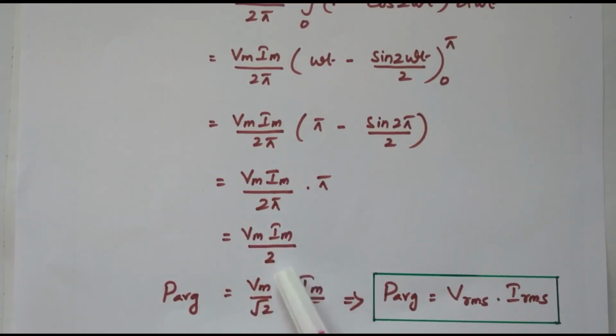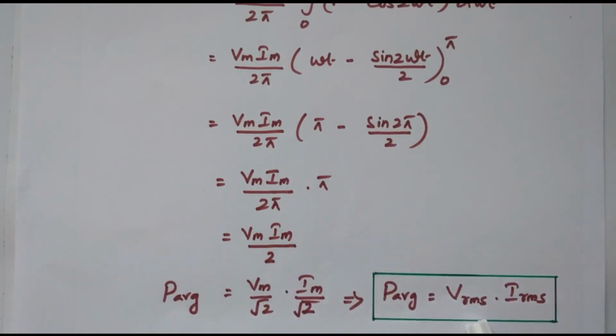Now Vm Im divided by 2 can be written as Vm by root 2 into Im by root 2. This 2 is written as root 2 into root 2, and root 2 into root 2 is nothing but 2. So what is Vm by root 2? That is the RMS value. Im by root 2 is also an RMS value, for current and voltage. Vm by root 2 is Vrms. Im by root 2 is Irms. Now we got the expression for average power.